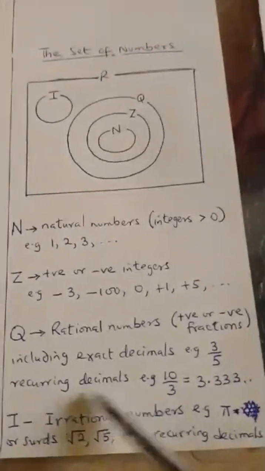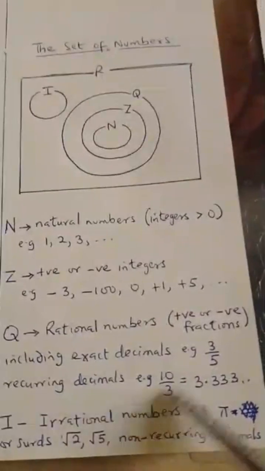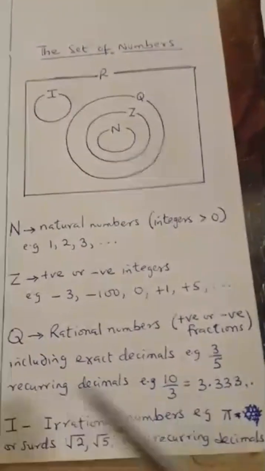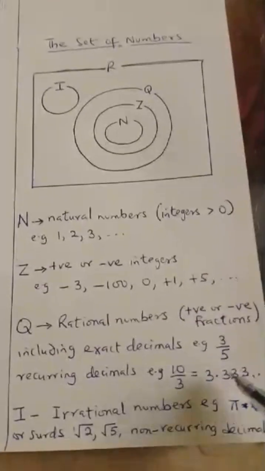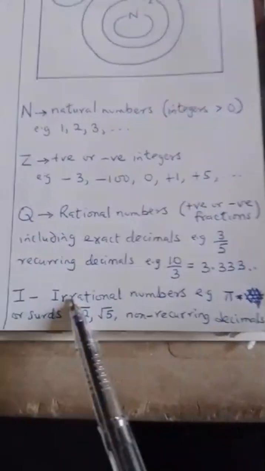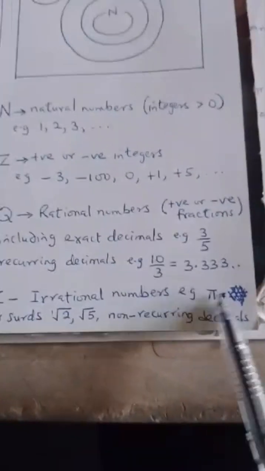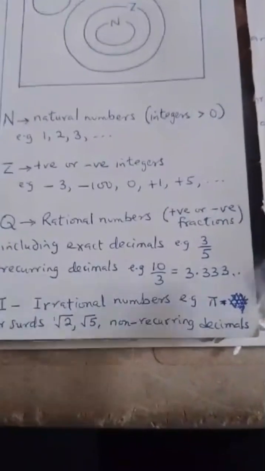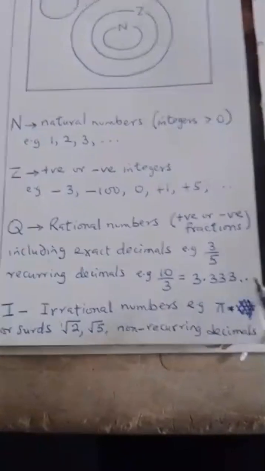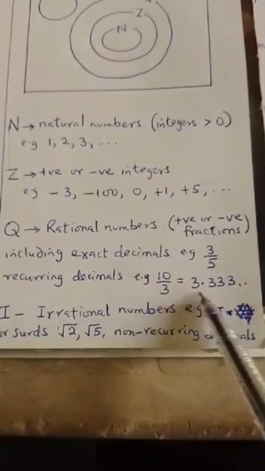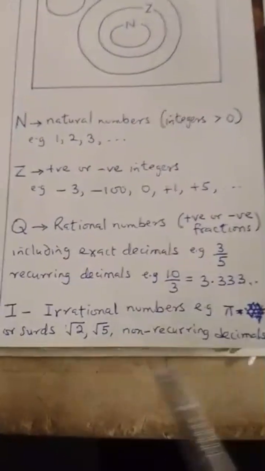Then we also have recurring decimals, still under the set of rational numbers. For instance, 10 over 3 gives you 3.333 till infinity. The 3 keeps recurring. Lastly, we'll talk about irrational numbers. Irrational numbers are, as the word says, irrational. Example, pi. Pi is 3.141, and the numbers keep getting different on to infinity. So it's a non-recurring decimal. It's not like 3.33 that's recurring.